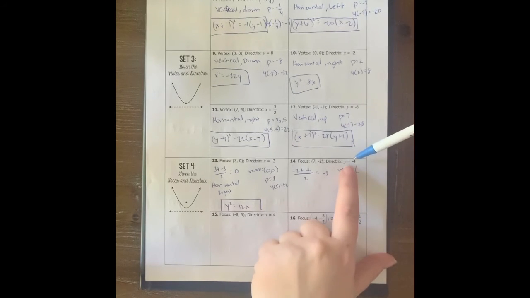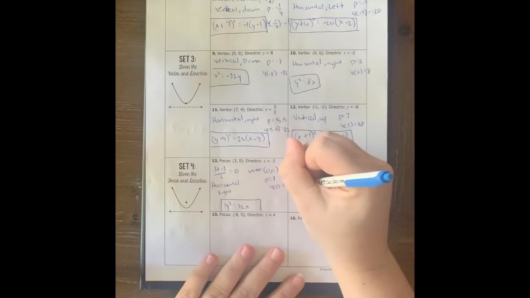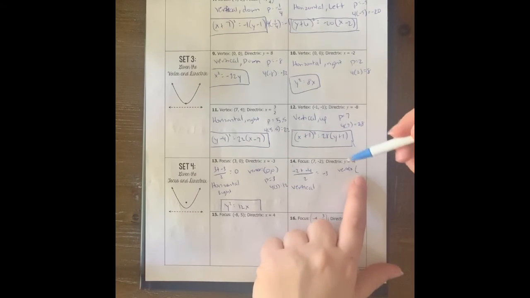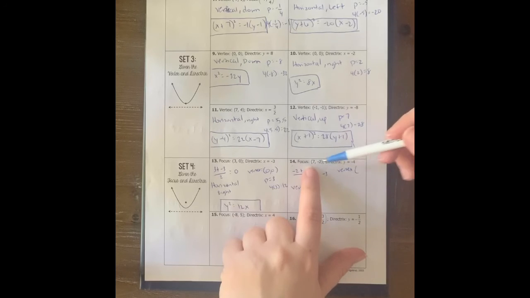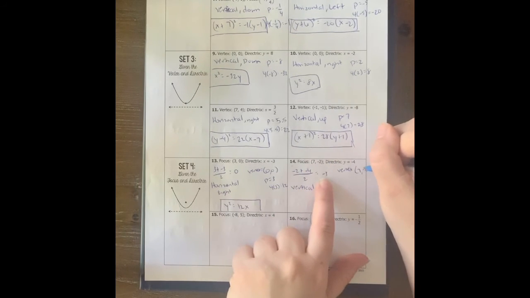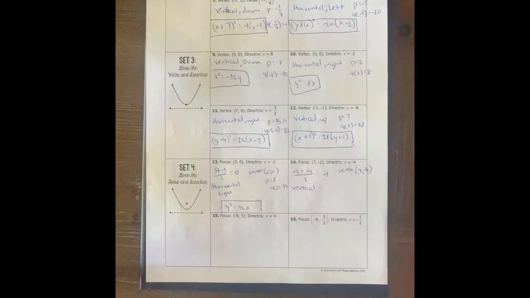Okay, so our vertex here, because we have y equals, that means that it's a horizontal line, which means that the parabola is going to be vertical. So that means that our x values have to be the same. So this is going to be 7, and -3 is our new y value. That's going to be our vertex.